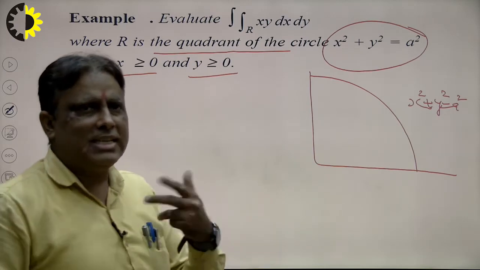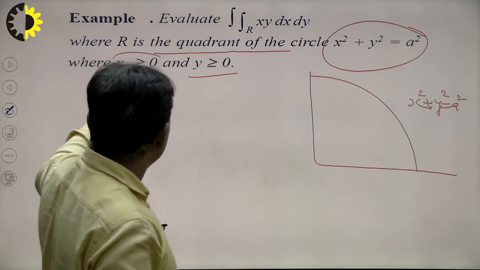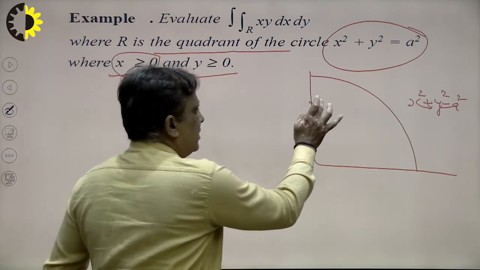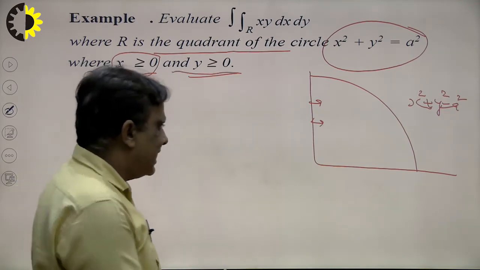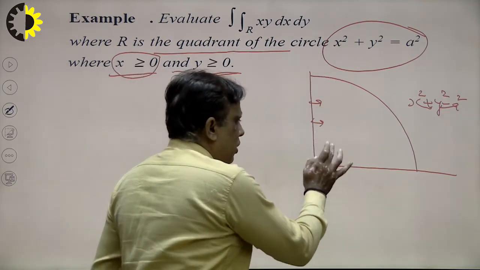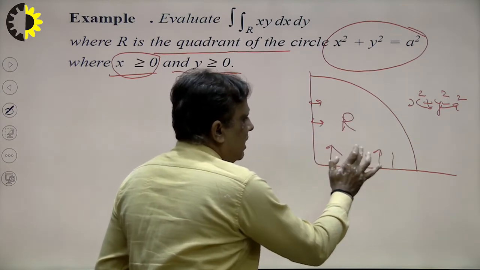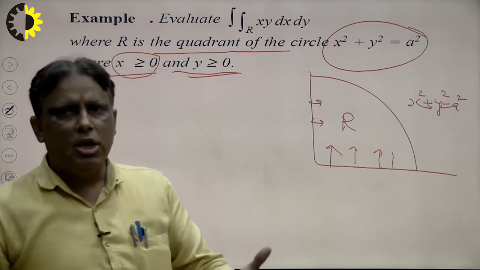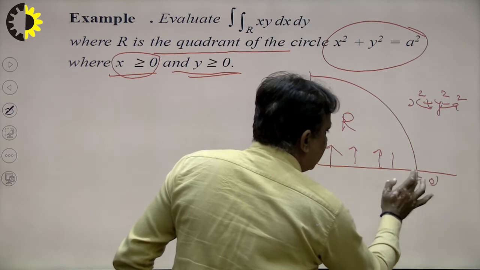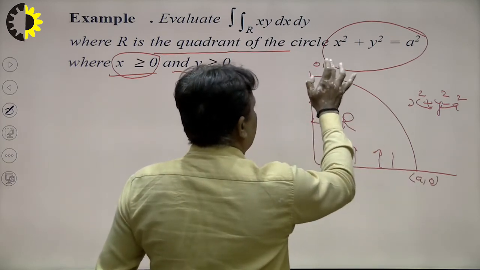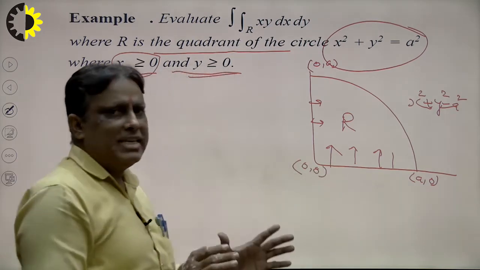Suppose any student can ask, sir, why do we take such a limit? Because x is greater than 0, that means the y-axis and greater than 0 means this part, and y greater than 0 means above the x-axis. So this is the region R. Now the question is how to take the limit. So there are 3 points: this is a comma 0, this is 0 comma a, and this is 0 comma 0. So first of all we see whether the region is divided or not.